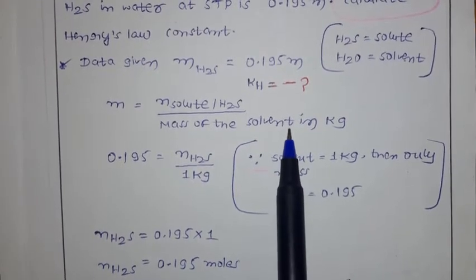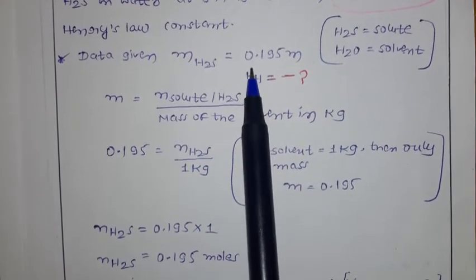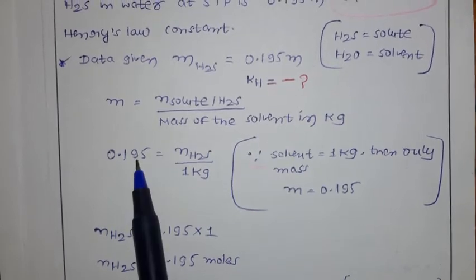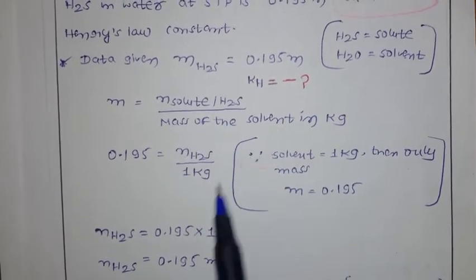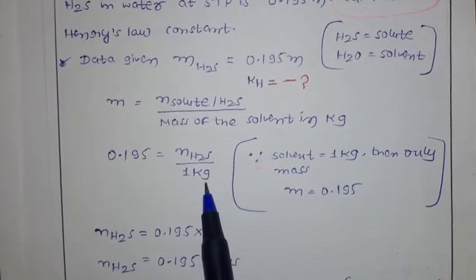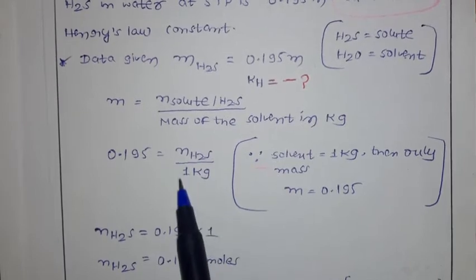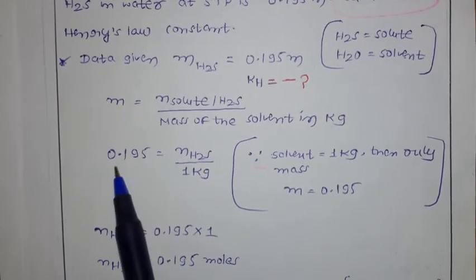Now if you see here, in the definition, the value given is 0.95, which is the molality. How do we get this? Here I am assuming the mass of solvent as 1 kg. Why should I assume like this? Because only if I assume 1 kg do we get the value 0.95.